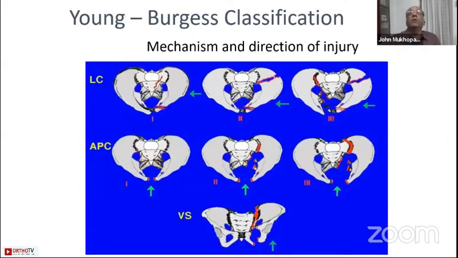So diagrammatically, you will come to this picture as was mentioned. LC1 with the anterior sacral fracture, LC2 with an iliac wing or a crescent fracture, and LC3 with a contralateral injury. Similarly, in APC1, you just have some opening of the anterior symphysis. In APC2, you have more widening of the symphysis, and the floor ligaments and the anterior part of the posterior sacroiliac ligaments are involved. While in APC3, even the posterior part of the sacroiliac ligaments is involved. And of course, you have the vertical shear injuries.